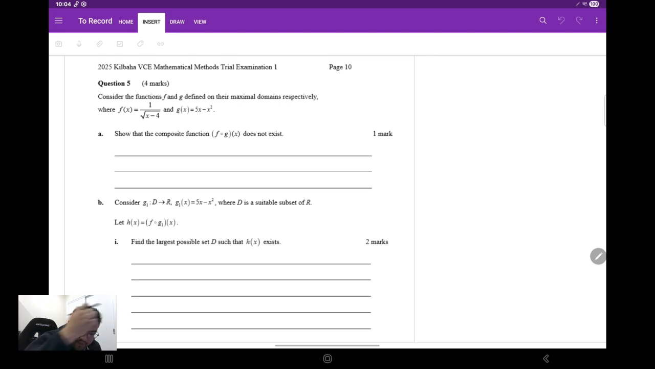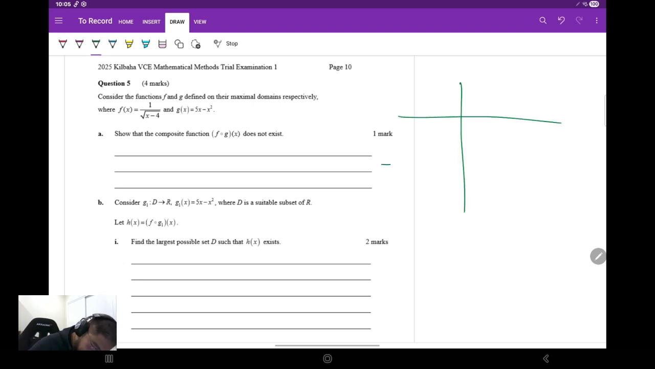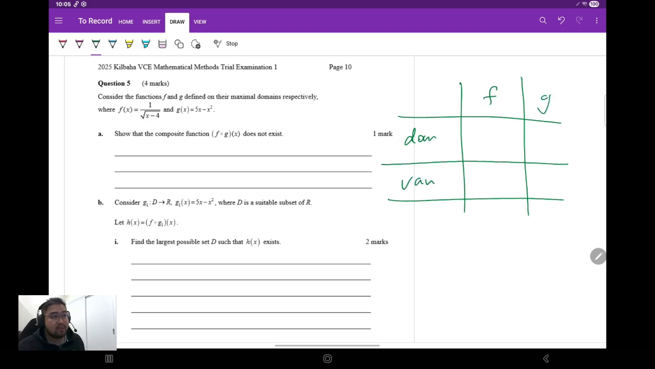All right, this is question 5 of the Kilbaha 2025 exam. It says show that the composite function fog does not exist. So in doing this question, I'm going to first draw up a table. We've got the domain, we've got the range, and we've got f and g. What I'm going to do is investigate what the domain and range are for each of these functions.